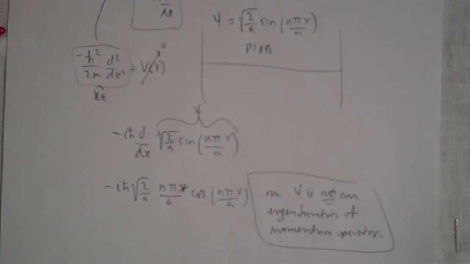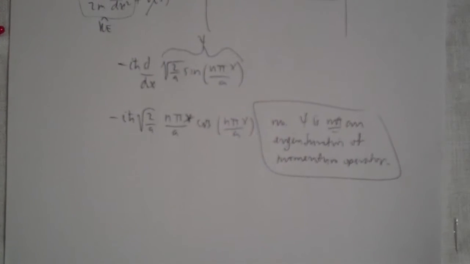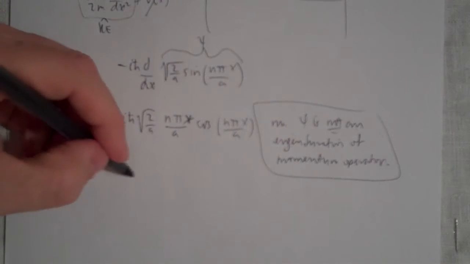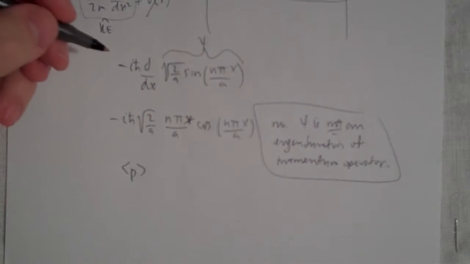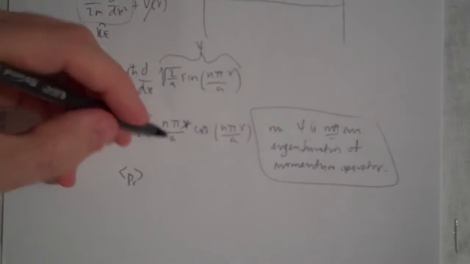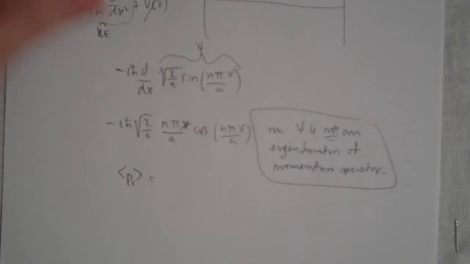No, it's not. All right, so the next part of the question is calculate the average value of the momentum for the case n is equal to 3. All right, so the average value of the momentum operator is going to be, this is postulate 3, I think.